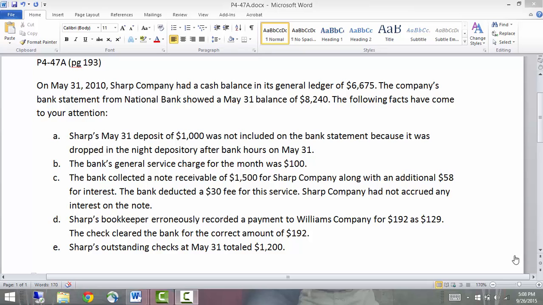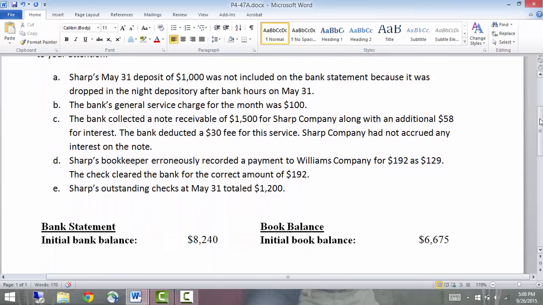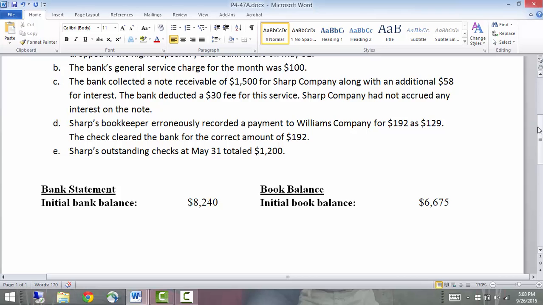On May 31st, Sharp Company had a cash balance in its general ledger of $6,675. So when it says a cash balance in its general ledger, that is in its accounting records, in its books and records. So we could take that information, and I've started the worksheet down here. We have one column for the balance per the bank statement, and then another column for the balance per the books. And our initial book balance is $6,675. So we have that started.